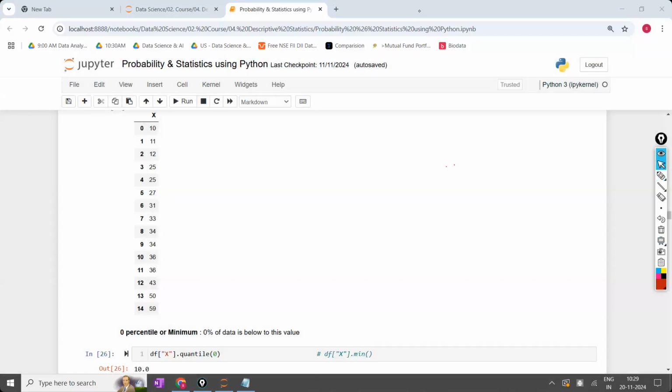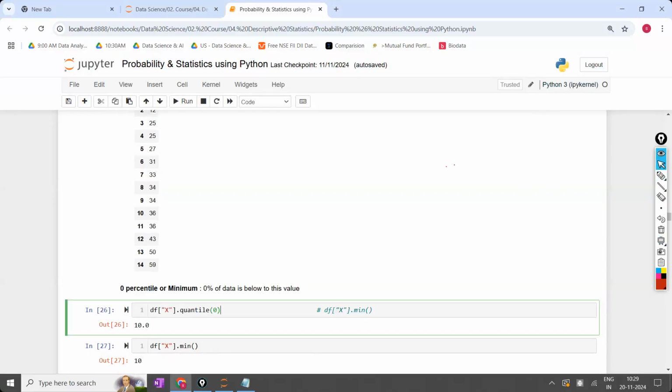If it is an even number of data points or an odd number of data points, it depends on that. Ankur, in the quantile function, we give the percentile, meaning which particular percentile value you want. You have to give the percentile here, and according to that, the value will be given. If you give 100 percentile, it will give the 100 percentile value; for 50 percentile, the 50% value.